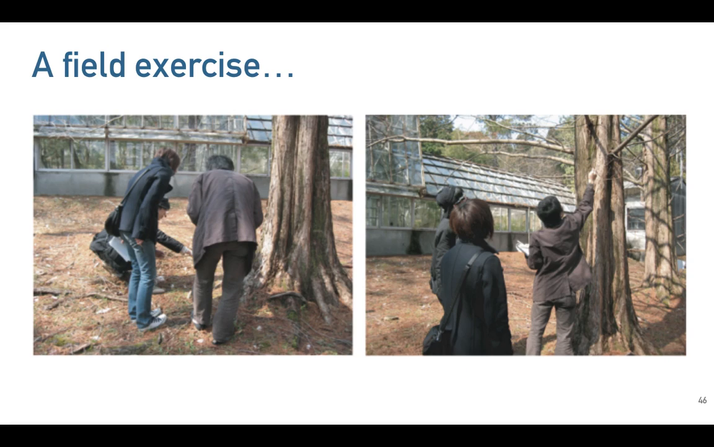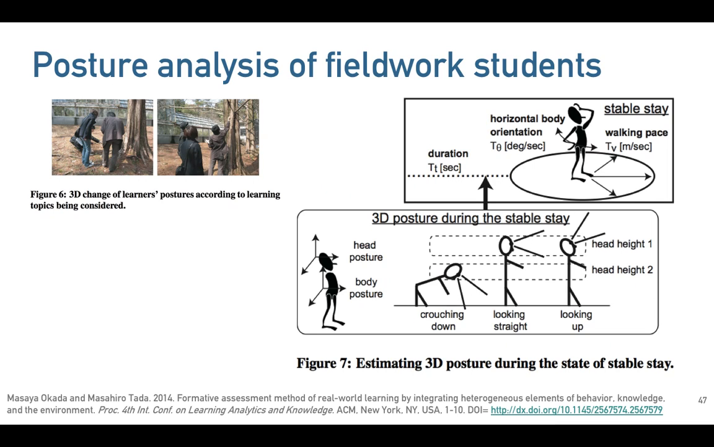Okay, how well did they do? Well, when you instrument that space, we can detect their posture. This isn't UTS work, this is work from Japan. But now we know, did they get down on their hands and knees and grub around the roots when they should have been? Were they looking up in the branches at the right times? So this is now no longer invisible to a computer.